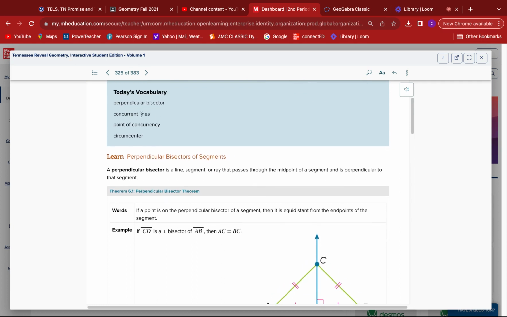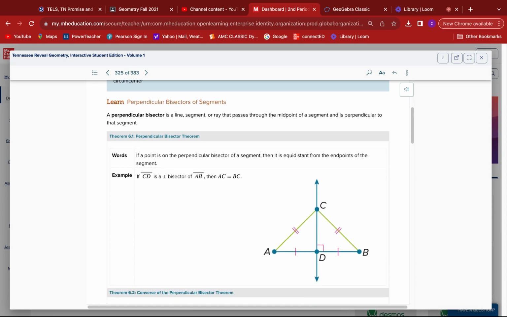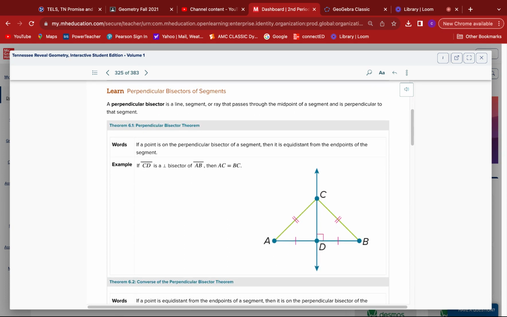All right, looks like we're going to talk about concurrent lines, point of concurrency, and the circumcenter. That's what you get when you put your perpendicular bisectors on a triangle and they all meet at one location. So I'm sure we're going to be looking at that in depth. Okay, so this is what you need to know, nitty gritty.